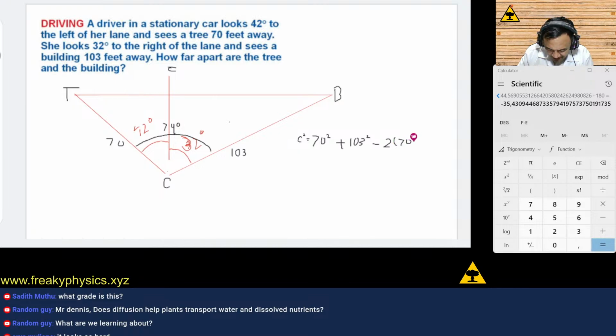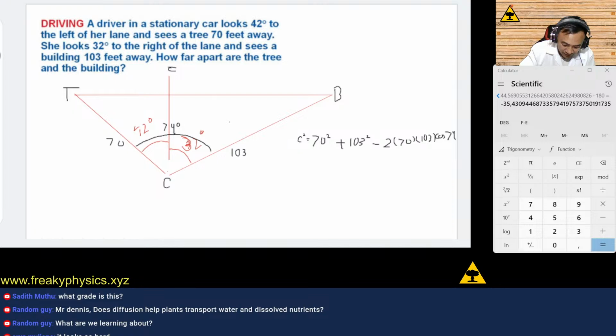270. Okay, cosine 103. 74. Great. Correct. So solve, and I could just put this all into my calculator as is. I think we can just finish it right here.